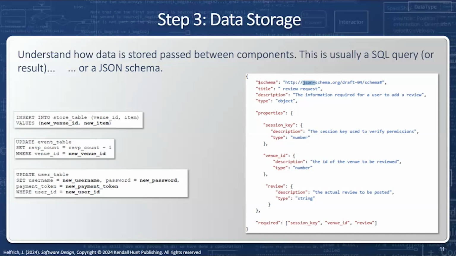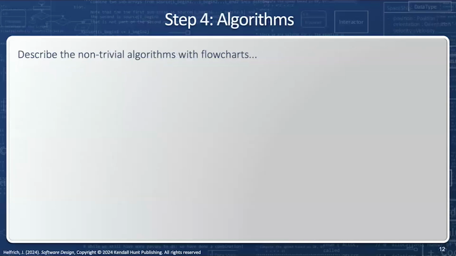Now that I understand all the different components and how they relate to each other, now we understand how data flows through the system. And now that I understand how data is stored and represented, the last thing to do is describe the algorithms themselves. And that is the final step to the process.